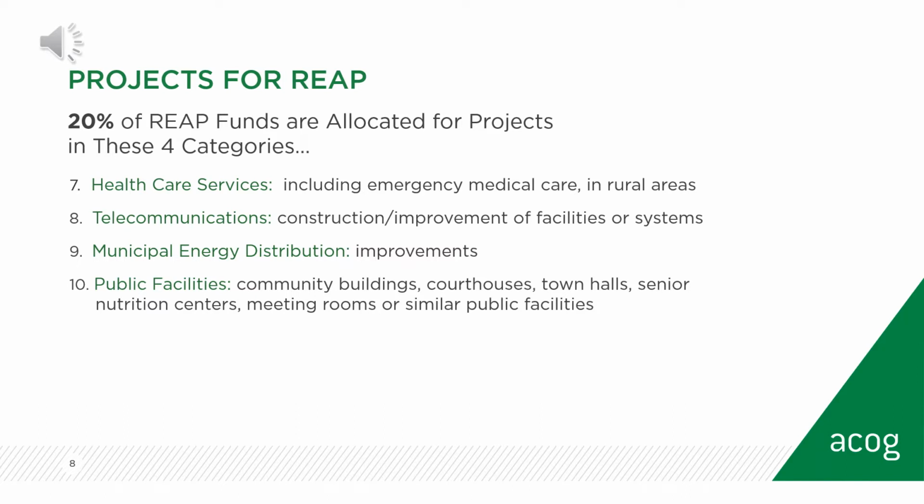20% of REAP funds are allocated for projects in the following 4 categories: healthcare services, telecommunications, municipal energy distribution, and public facilities. For instance, a project befitting Category 7 would be the purchasing of life-saving equipment for your local fire department.